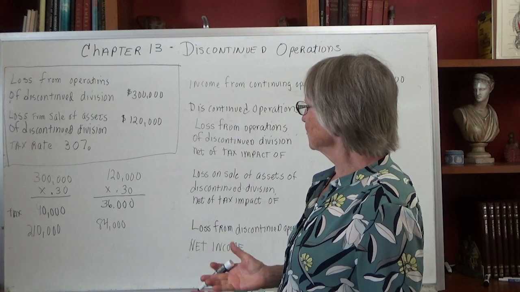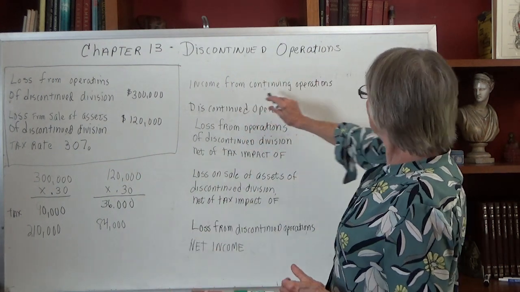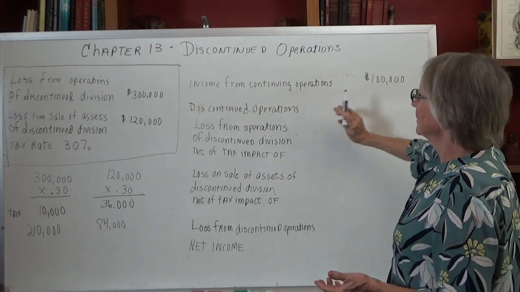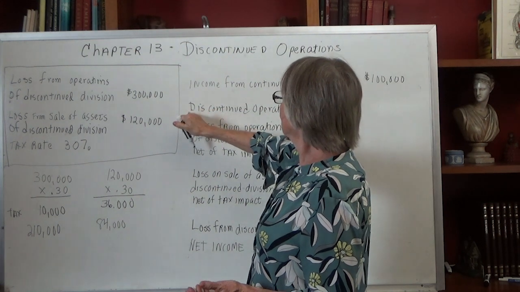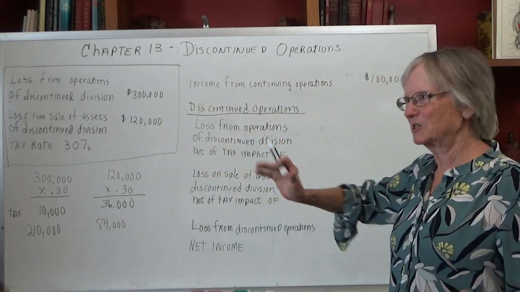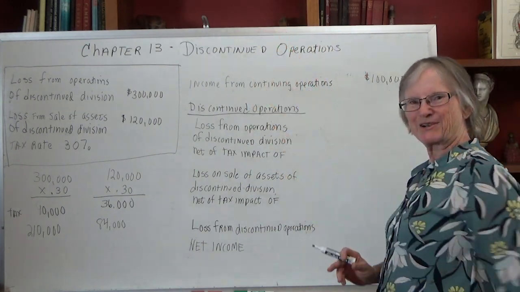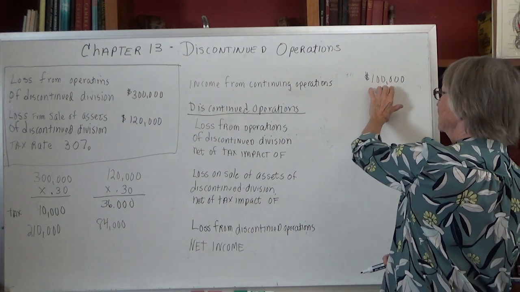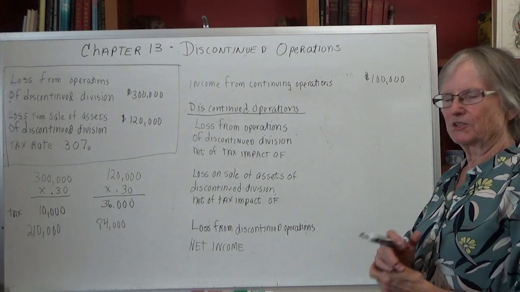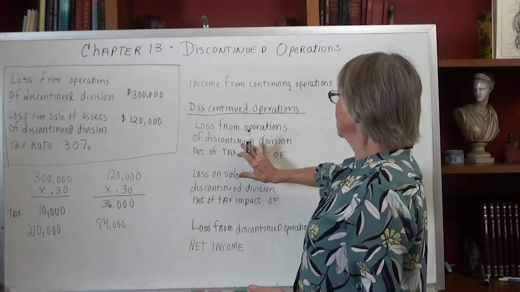Okay, so now how do we actually report this? We have the information we need here. So we have our income from continuing operations, say, $100,000. And now we come to the discontinued operations section of our multi-step income statement. So you have to imagine the whole multi-step income statement is up above there somewhere, and now we're down to income from continuing operations, and now we're going to report our discontinued. So the first thing we'd say is loss from operations of the discontinued division.